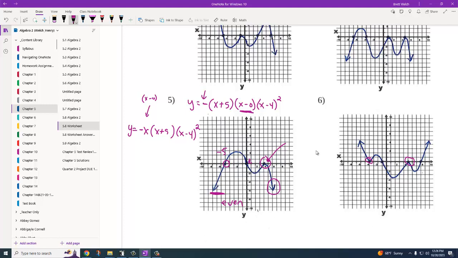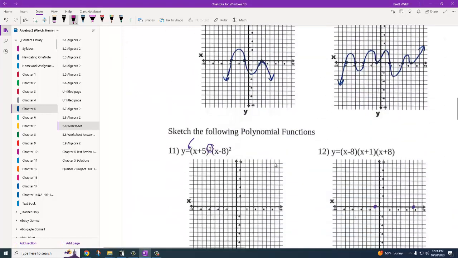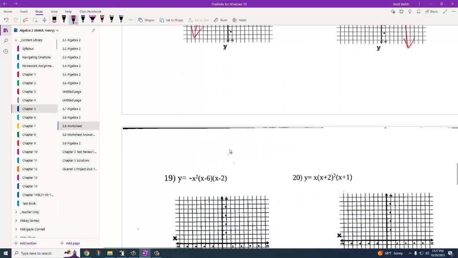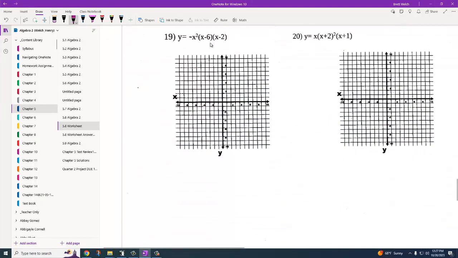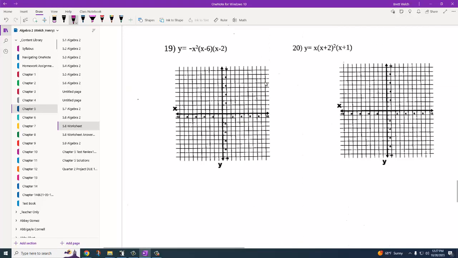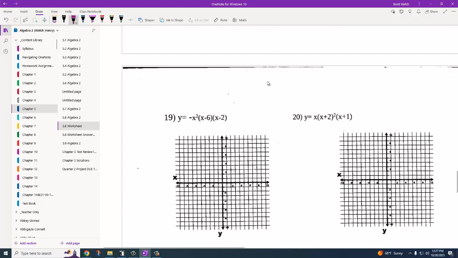Okay, so that's how we're going to do these when we're writing the equation from the graph. But most of our time is going to be spent taking equations and creating the graph. So like a problem like number 19 here, how do I create that graph? Again, I said this is different than the assignment that you're given.